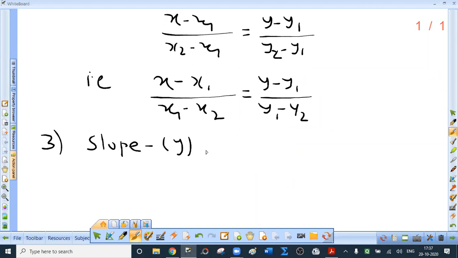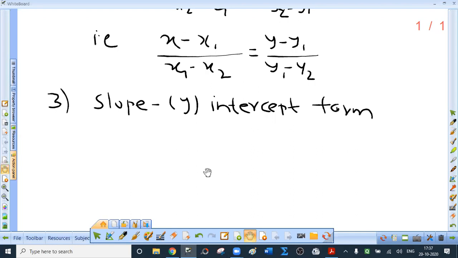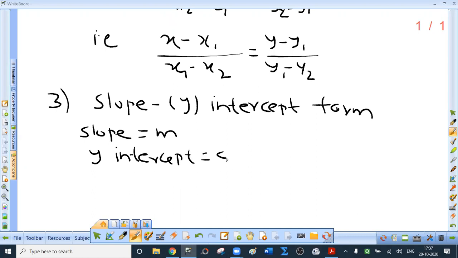Don't write. Now the third form is slope intercept form. Actually it is slope y-intercept form. Why? I will tell you later on. In this case, we are given the slope of a line and the y-intercept of a line. Suppose the slope of a line is given to be m, and the y-intercept is given to be c.